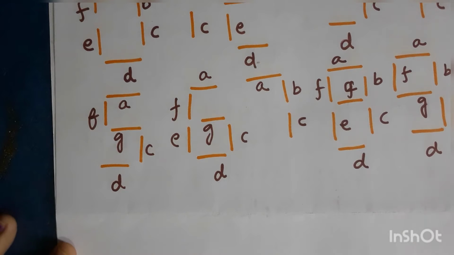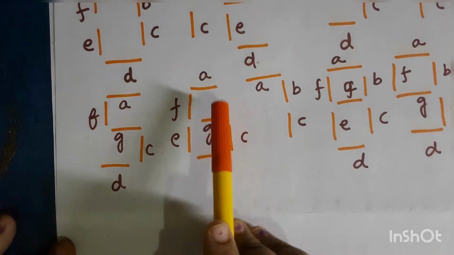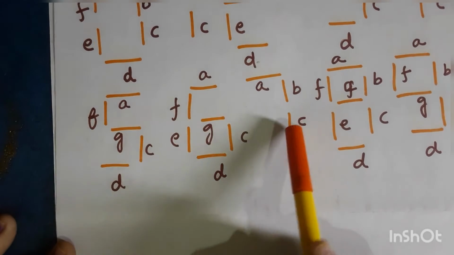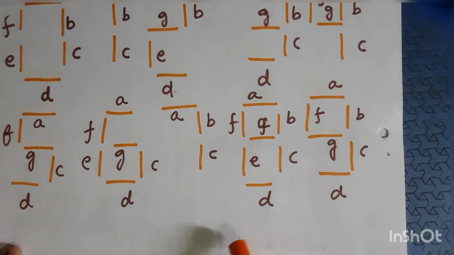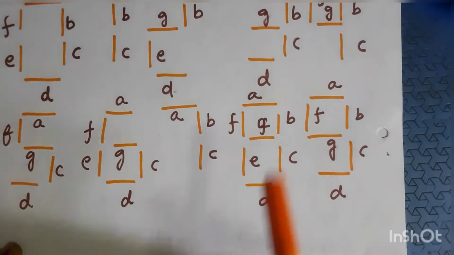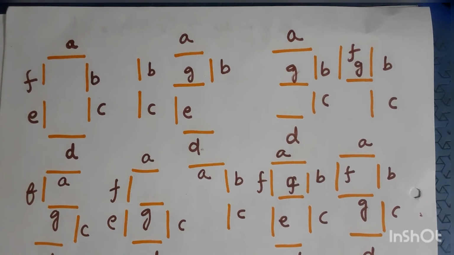Now for 5, A, C, D, F and G would be on. For 6, except B, all the elements would be on. For 7, A, B, C. For 8, all the elements would be on. For 9, except E, all the elements would be on. So now I will translate it into the truth table. Let's see how it looks.